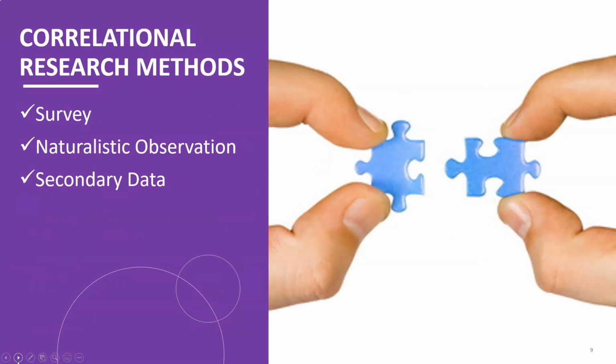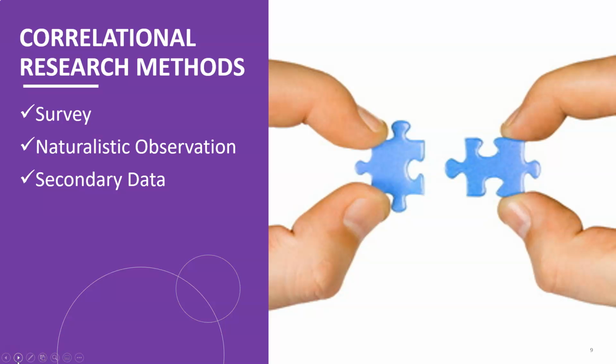Now, again, what we can do here is the research methods could be similar to descriptive. It could be a survey, naturalistic observation, similar to descriptive, but then we can also have secondary data.